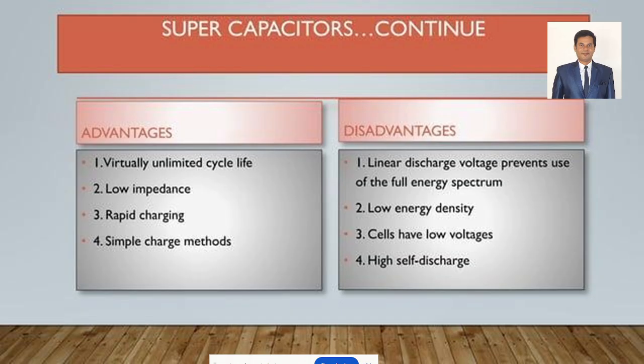It will discharge very quickly, right? The self discharge is very quick. If you connect to any device, it will discharge very quickly. That's why we have to think about the linear discharge, right? The voltage prevents the use of the full energy spectrum. We have to think about how linear discharge can happen to prevent the voltage drop, for the full energy spectrum.